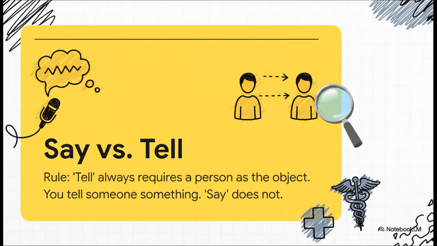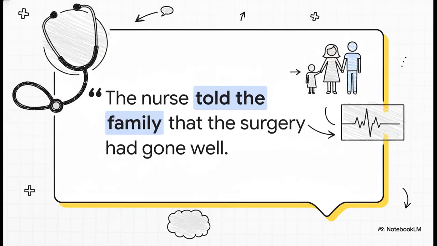First up, say versus tell. This is a classic one that trips a lot of people up. But the rule, it's actually super simple. Tell always, and I mean always, needs a person. You have to tell someone something. Say, on the other hand, doesn't need anyone. You just say it. See how that works?